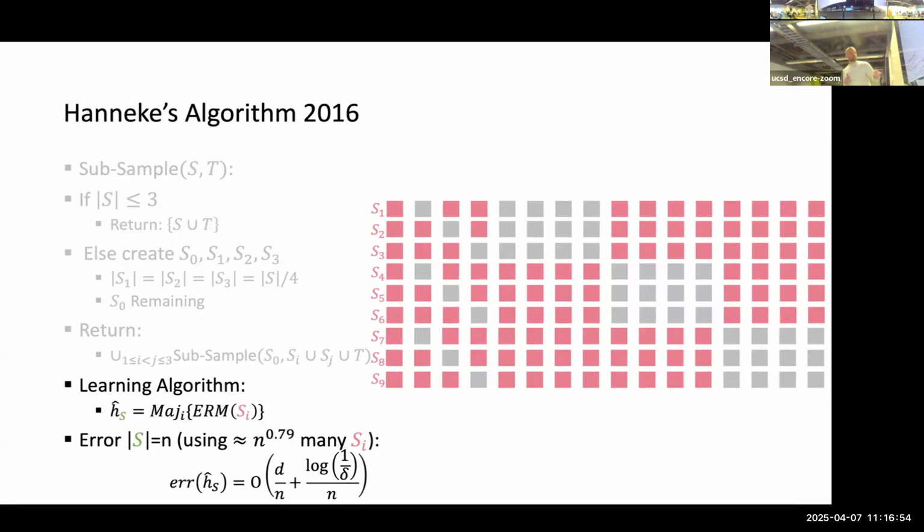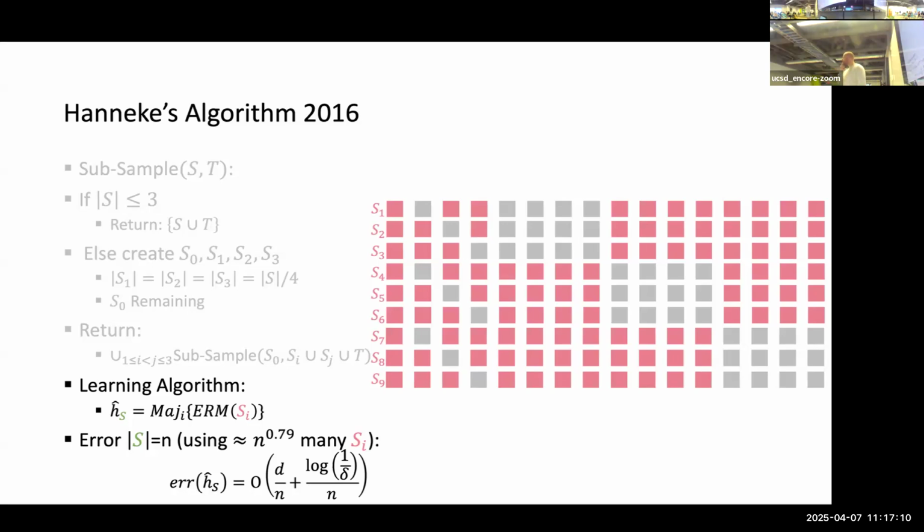I guess you have 3 recursive calls on a quarter of the data set size, so the number of these subsamples is log n to the log base 4 of 3. So you get about n to the 0.79 many of these subsamples. So you're training quite a lot of these.